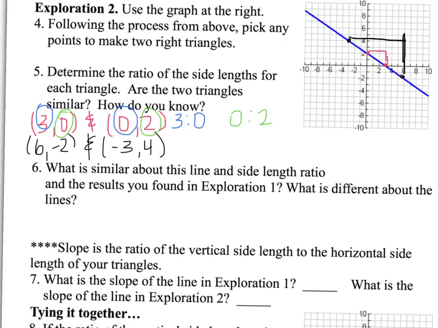So now let's look at the x values. We have 6 and -3. And then we can look at our y values, which are -2 and 4. So if we reduce, they will reduce down. So these are going to be similar.